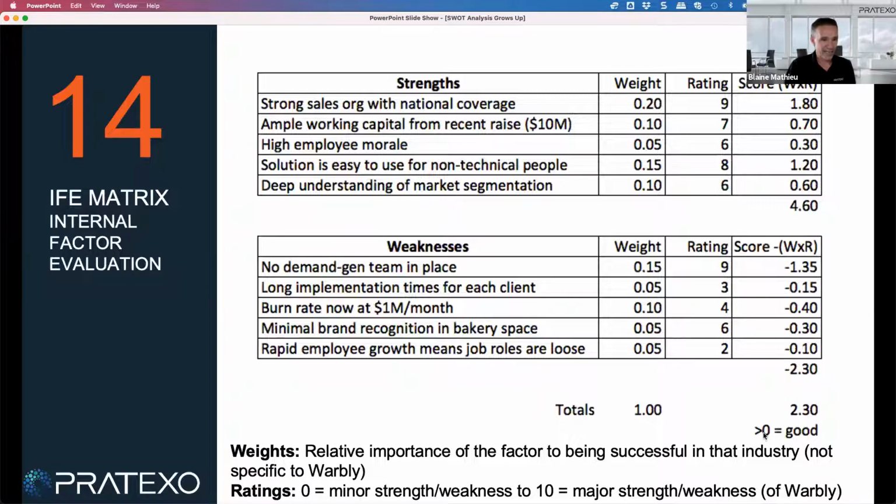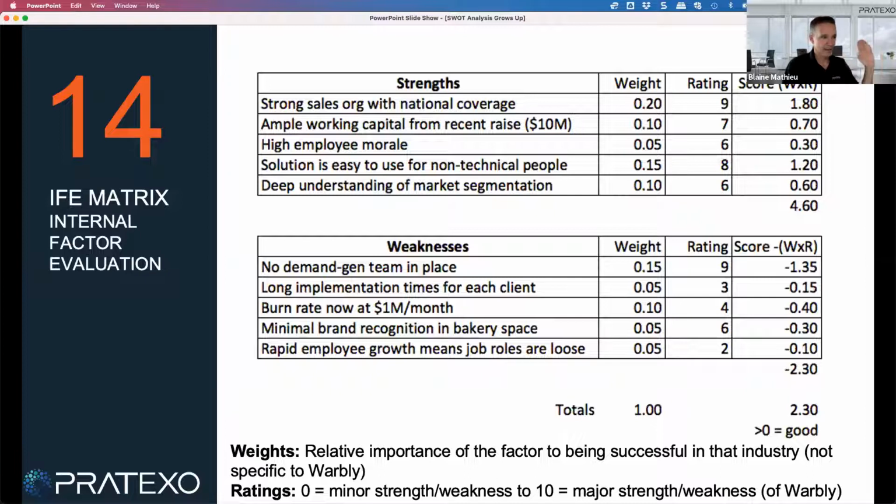Obviously, anything greater than 0 is good. At least your strengths outweigh your weaknesses as weighted by how important those strengths are for market success, right? So anything greater than 0 is good. So that's a start, but it's not the end. It's just the beginning of what we're going to do here. So keep this in mind.